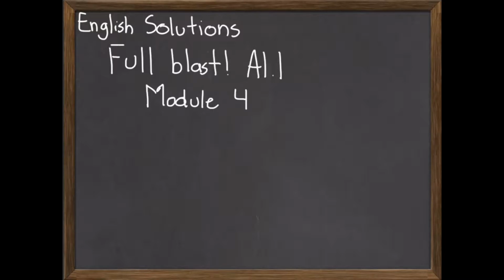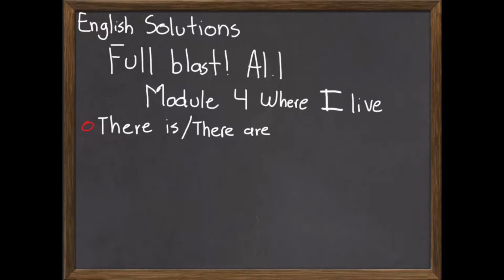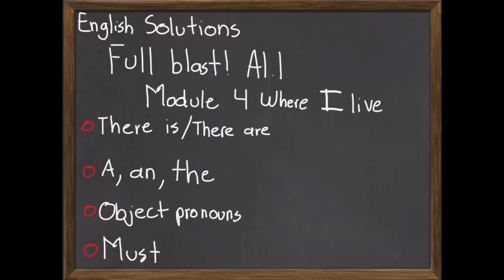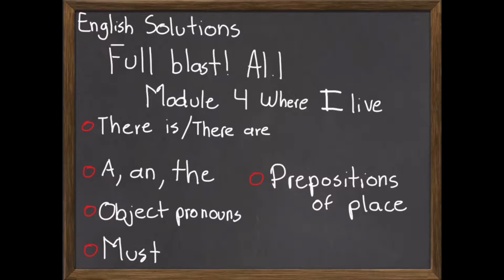Today we will be looking at Full Blast Book, A1.1 Module 4, Where I Live. In this module, we will be looking at there is and there are and how we use them, the articles a, an, and the and when we use them, how to use object pronouns, and the verb must. Also, we will be looking at prepositions of place and a little review of the vocabulary that we looked at in this module. Okay, so let's begin.